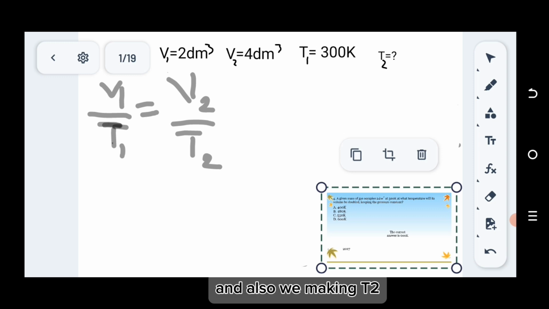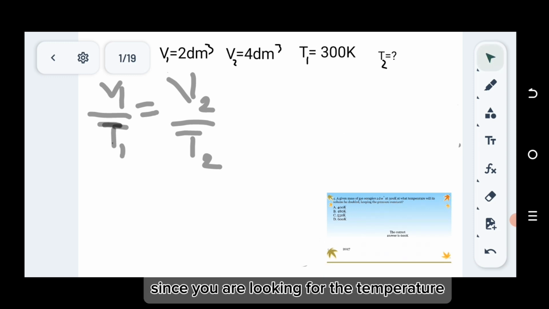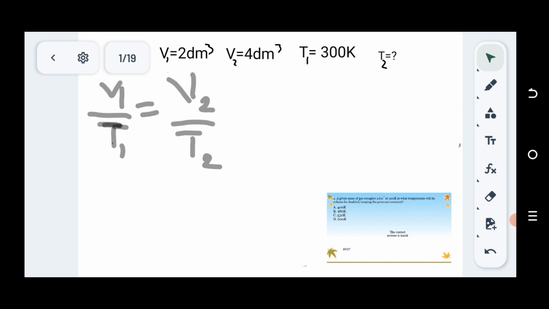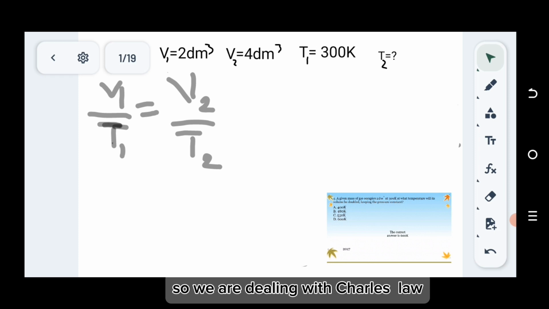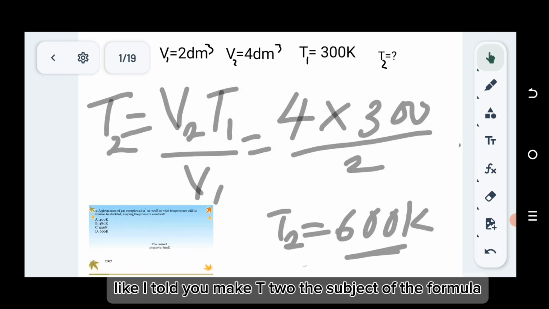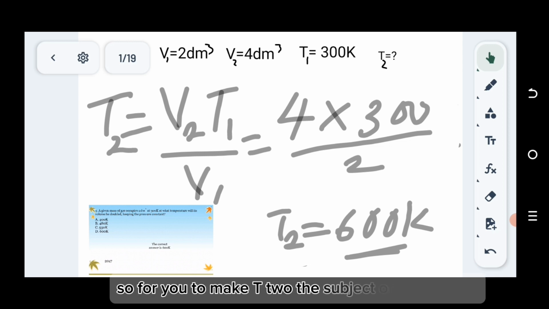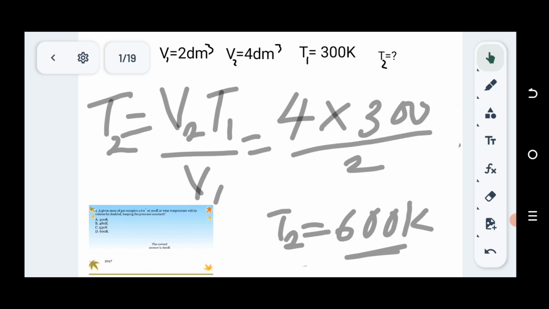And also we'll be making T2 the subject of the formula, since we are looking for the temperature. And also remember, the pressure is constant, so we are dealing with Charles' law. Like I told you, make T2 the subject of the formula. So for you to make T2 the subject of the formula, you have to cross multiply. So when you cross multiply, then you make this T2 the subject.